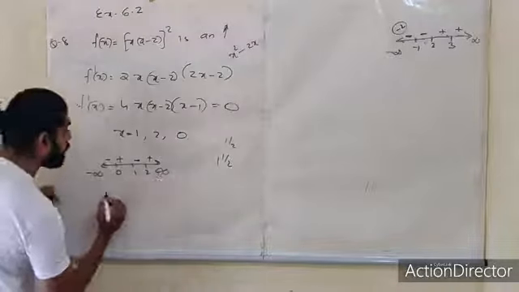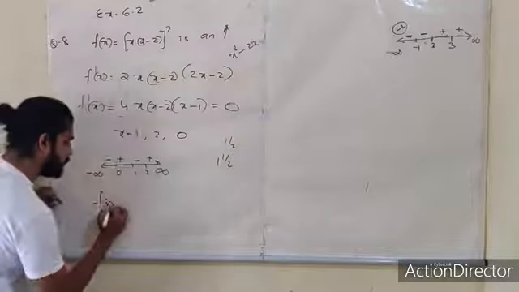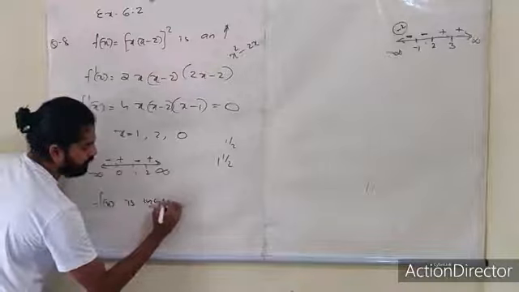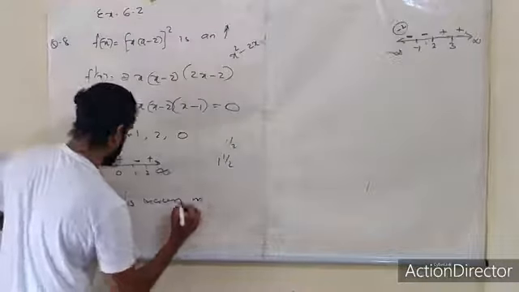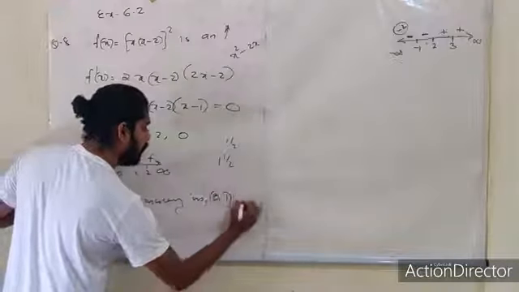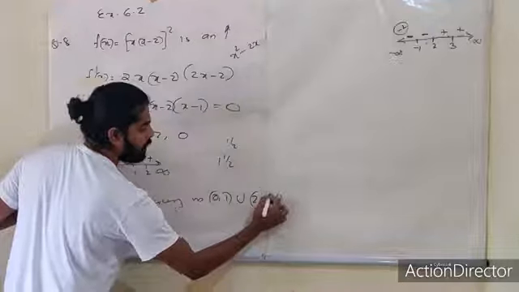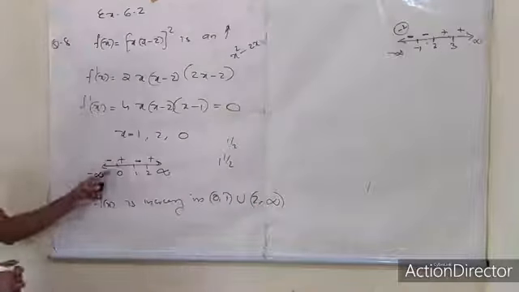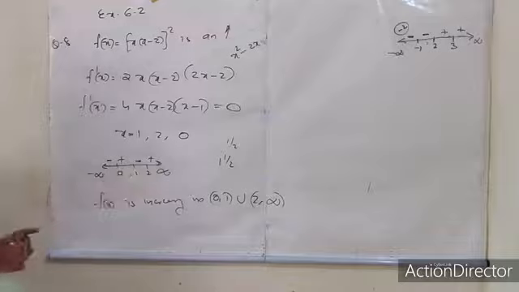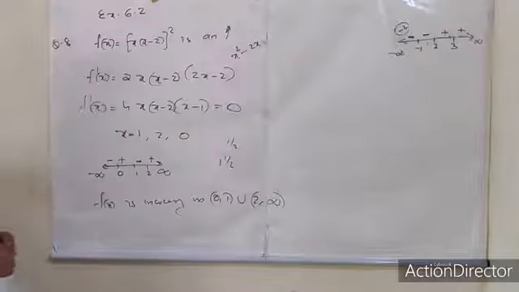So you can write f of x is increasing in 0 to 1 union 2 to infinity. In both these sets, the function is increasing.